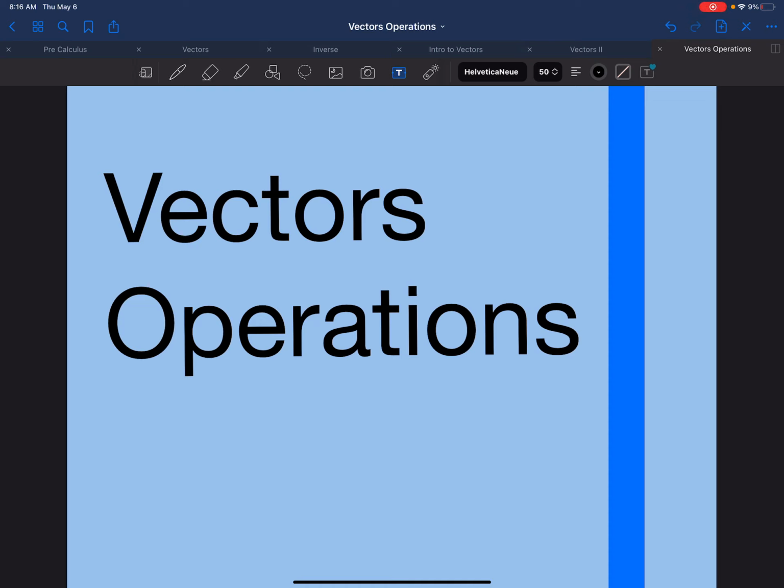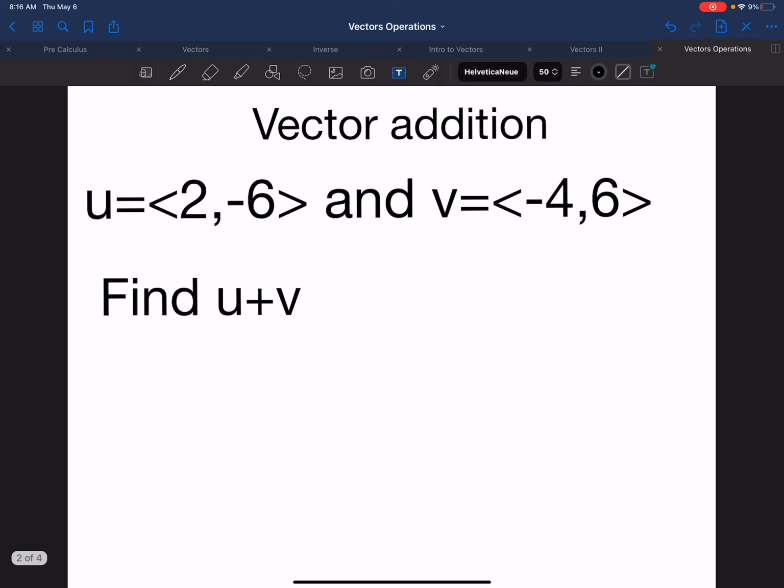Today we will be learning about vector operations. The first operation that we're going to be learning about is vector addition. So as the name says, we're going to be adding two vectors together, creating a new vector. So let's look at this example.